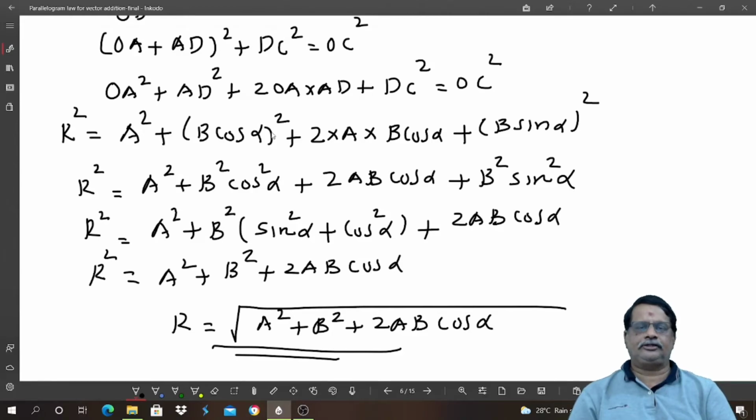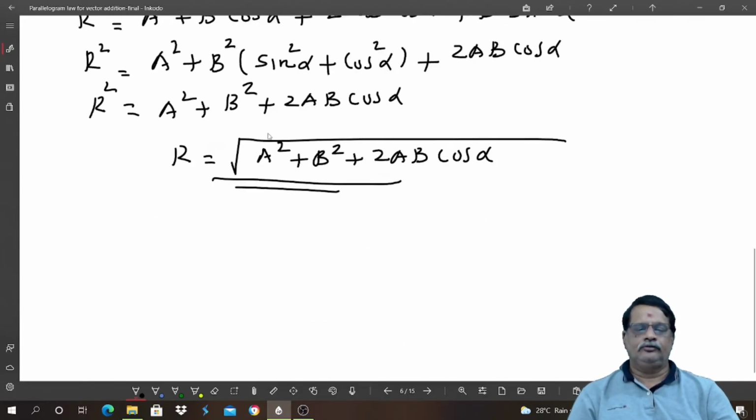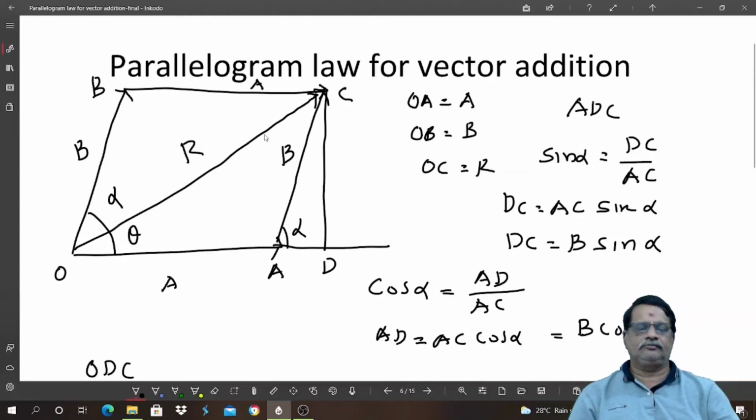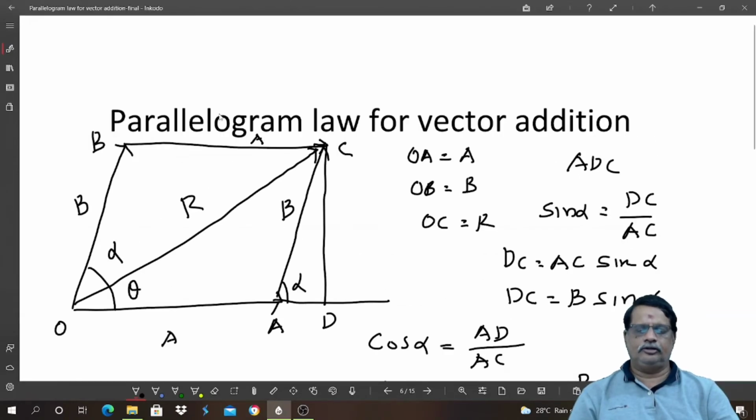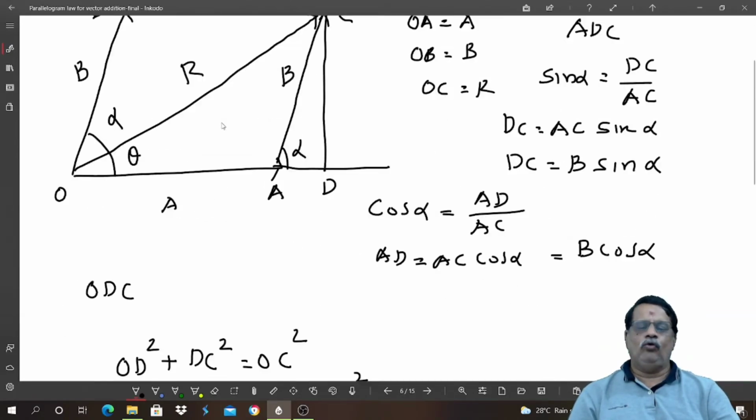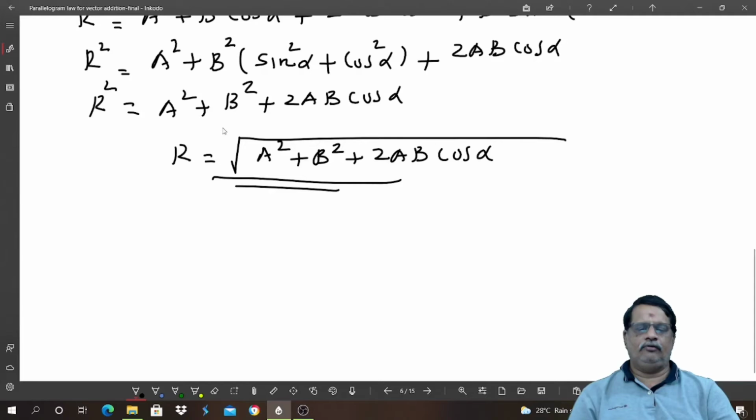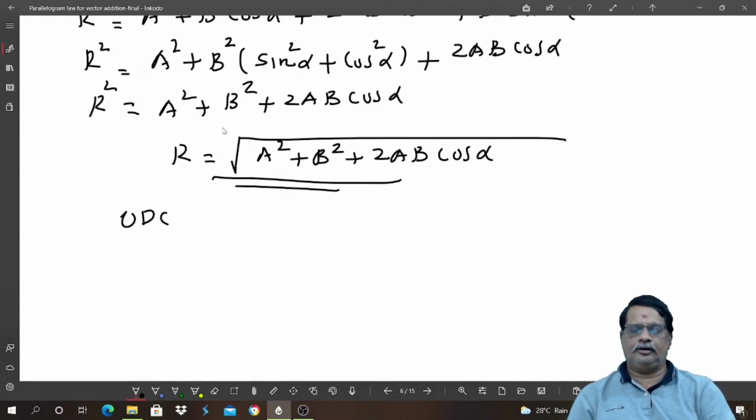We have to find the direction in which the resultant is acting. So next we must find the direction, and for that we will again take the right angle triangle ODC, because what we want is theta. From the right angle triangle ODC we will find tan theta.